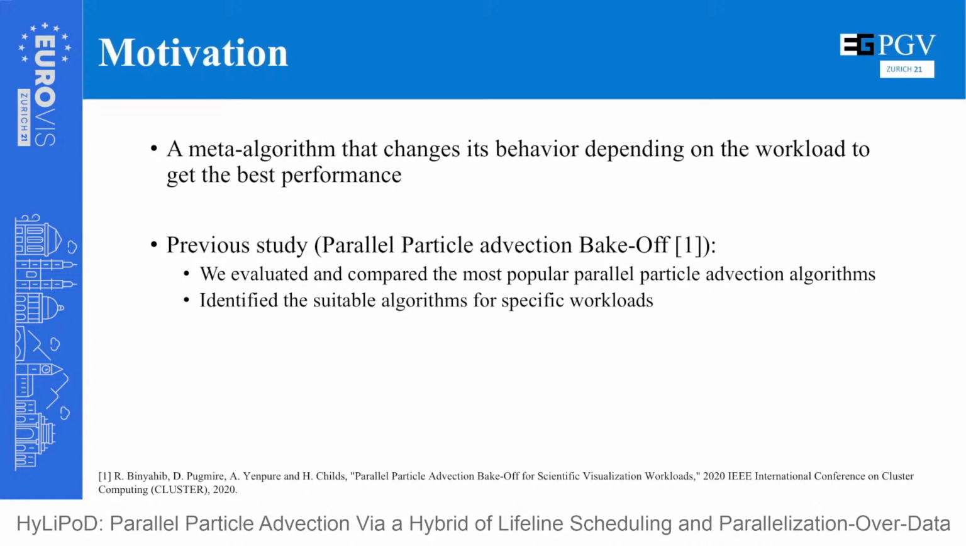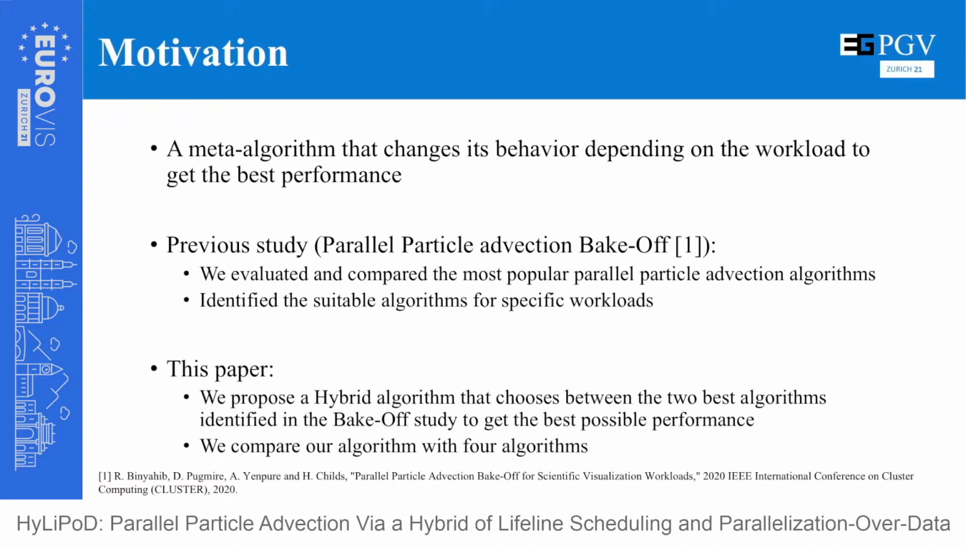Our study answered different research questions. One of them focused on identifying the best algorithm for a specific workload. The results of the study showed 2 parallel particle advection algorithms that performed best. In this paper, we propose a hybrid algorithm that chooses between the 2 best algorithms to get the best possible performance. To evaluate the efficiency of our algorithm, we compare it with 4 parallel particle advection algorithms.